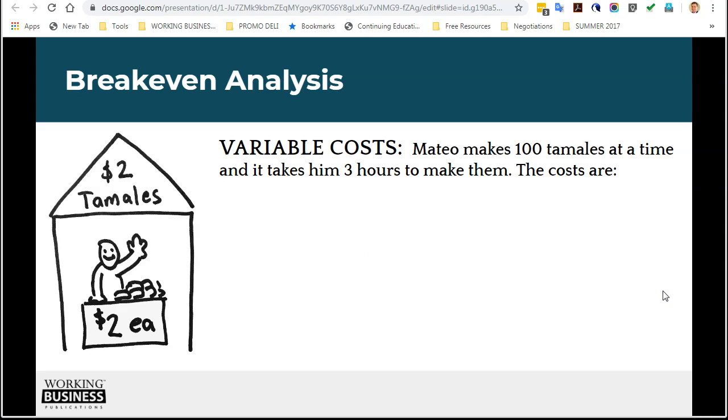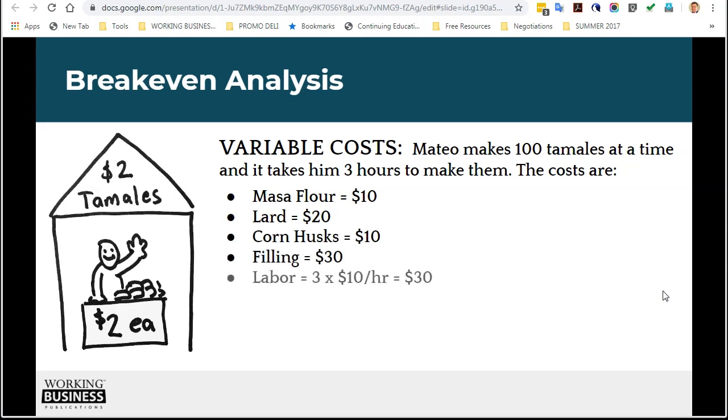So ahead of time, Mateo makes about 100 tamales at a time. That's what he figures the batch amount is to make a worthwhile amount of tamales based on the amount of kitchen space that he has to work with. And it takes him about 3 hours to make them. So this is where we define the costs. You add up all the costs to make those 100 tamales. So the flour would cost about $10, and he actually uses lard to make his tamales. So $20, corn husks, filling, right?